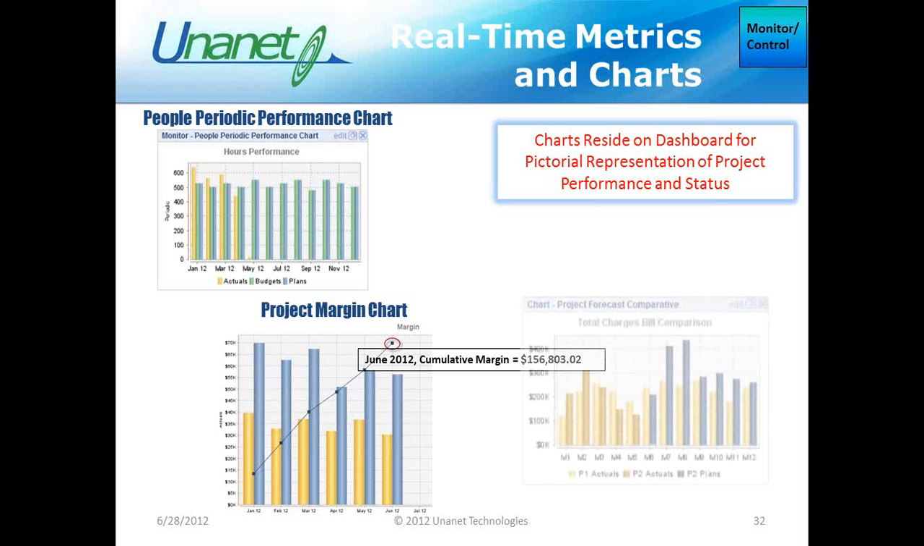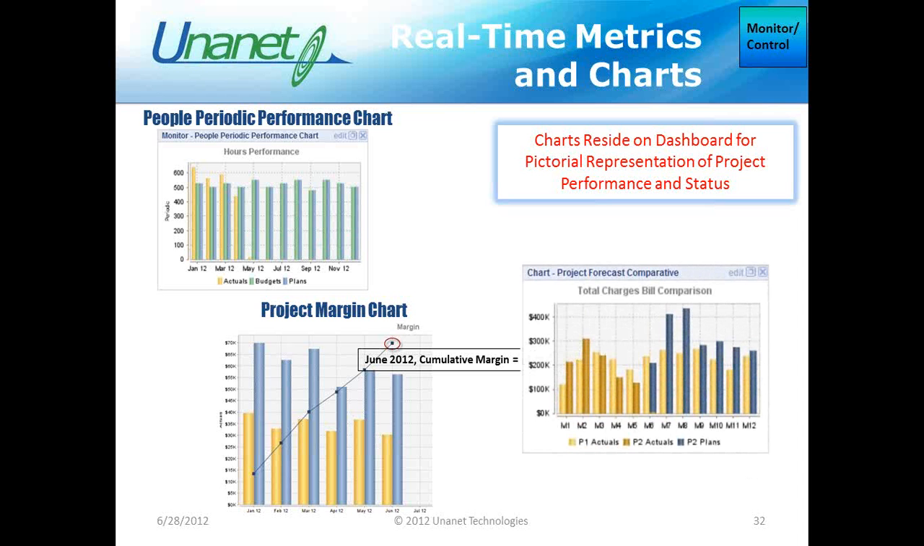The forecast comparative chart depicts what has occurred so far with either bill or cost dollars and what is budgeted for the duration of the project. And all of these charts can be drilled down to determine the numbers that made up each of these bars.